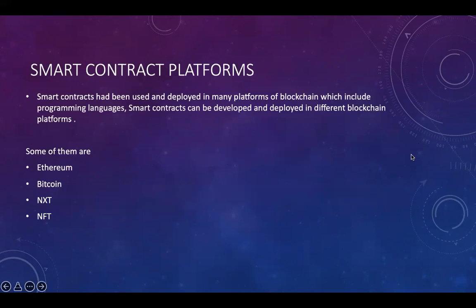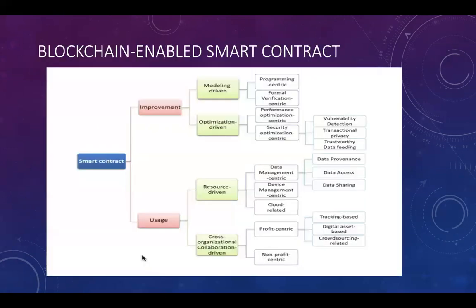So how do smart contracts work, and mainly on which platforms are they being used? They are used on many different platforms, basically blockchain platforms, and they are made with the use of programming languages. Some of the main platforms include Ethereum, Bitcoin, NXT, NFTs, and there are a lot of platforms where smart contracts are used very much in this era.